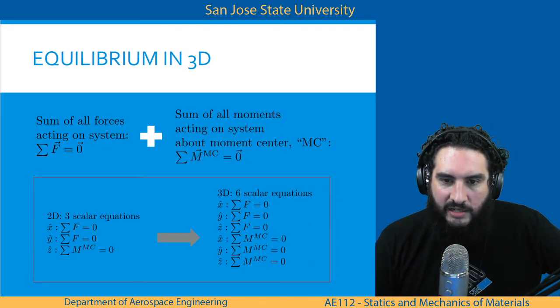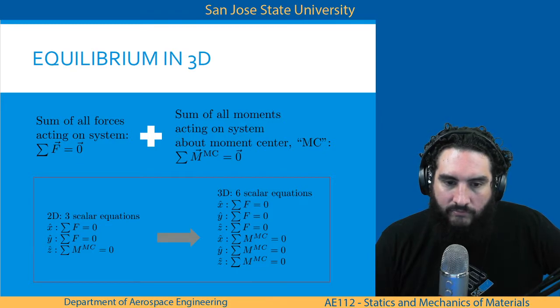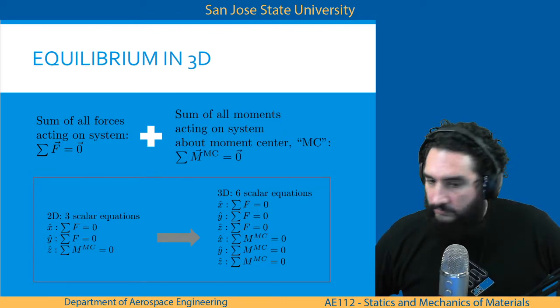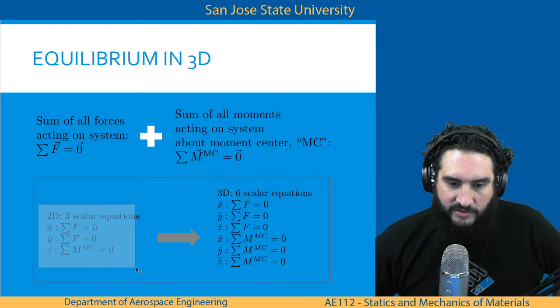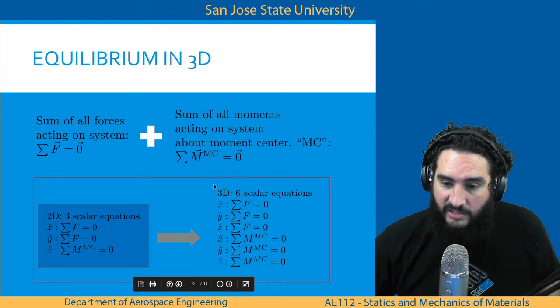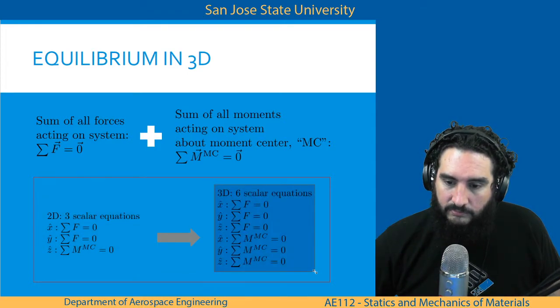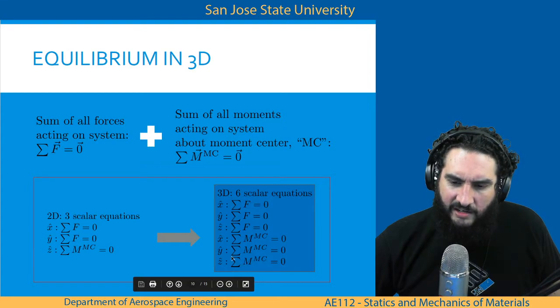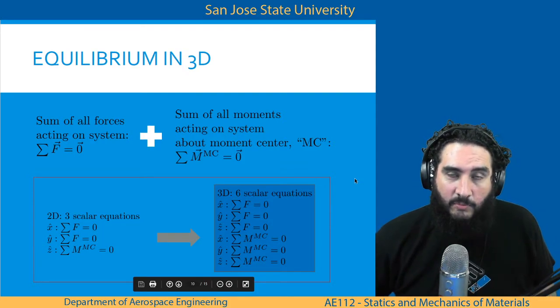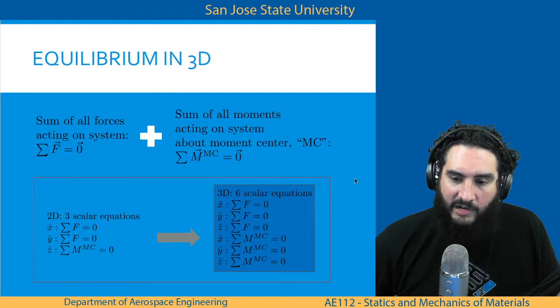If I want to sum problems in equilibrium in 3D, I have the same equations, x, y, and z, but I also have moments in 3D about any point you'd like. So on the left-hand side, we have 2D scalar equations, the ones we're all familiar with. In 3D, we have 6 scalar equations that we can use. But it's not quite the truth, because earlier we talked about how we can substitute additional moment equations to get more linearly independent equations out of the problem. But this basically shows you have at least 6.